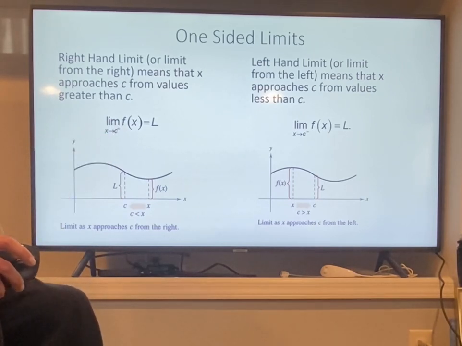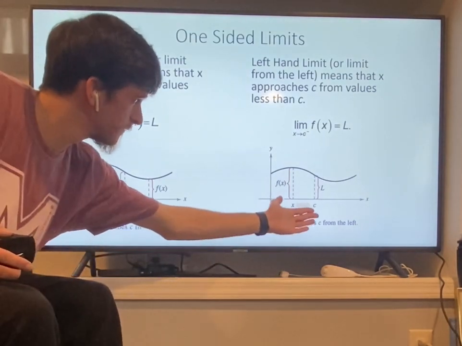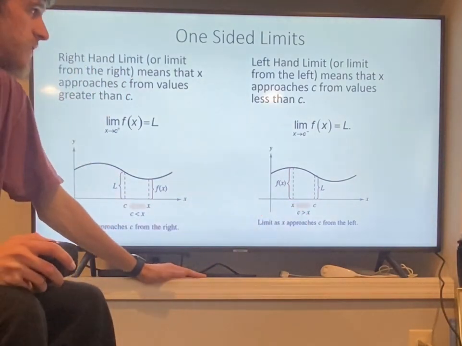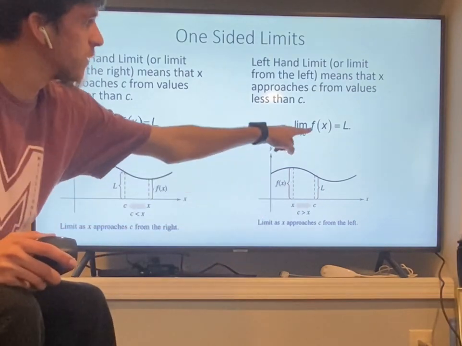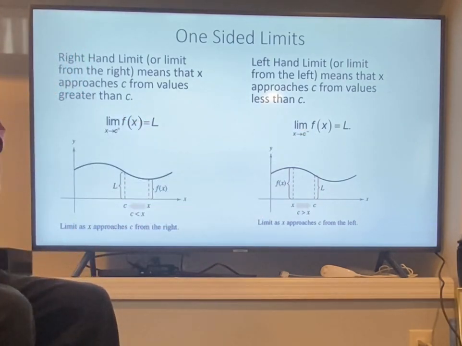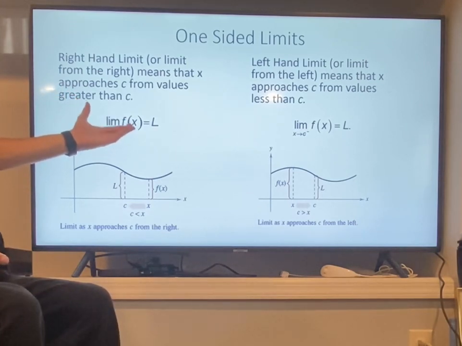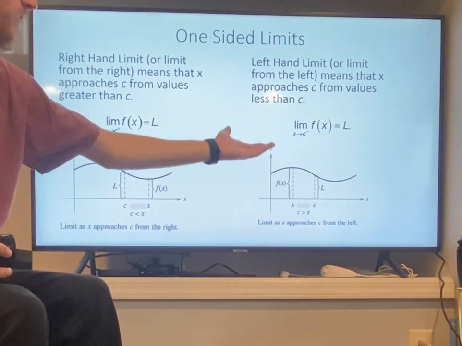Alternatively, a left-handed limit where x approaches c from values lower or smaller than c, from the left. That limit is denoted as the limit of f of x as x approaches c with a minus up top. It can be said as the limit of f of x as x approaches c from the right, or the limit of f of x as x approaches c from the left.